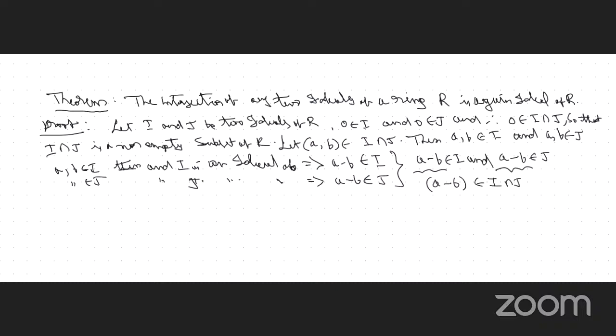Now small r belongs to capital R, and a belongs to I. Then, since I is an ideal of R, that implies ra belongs to I.